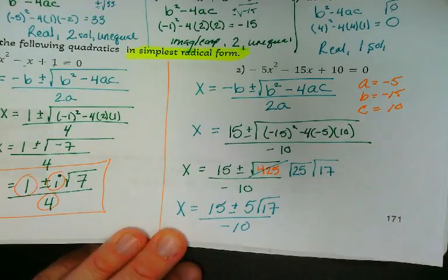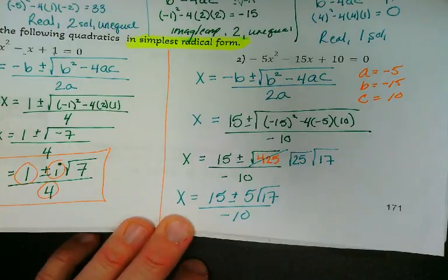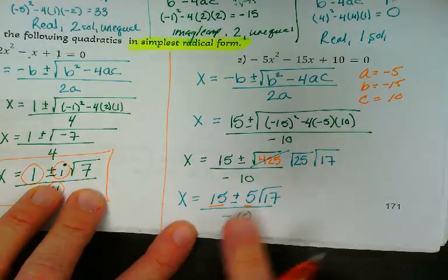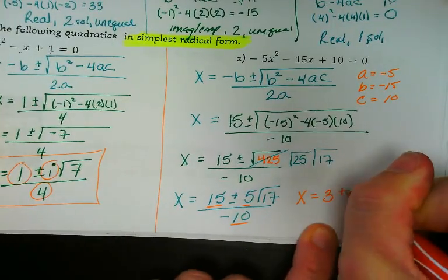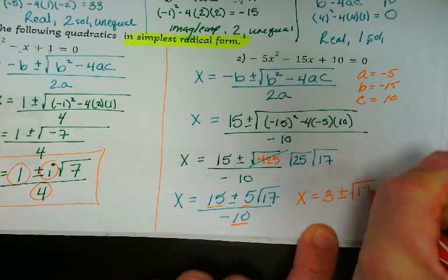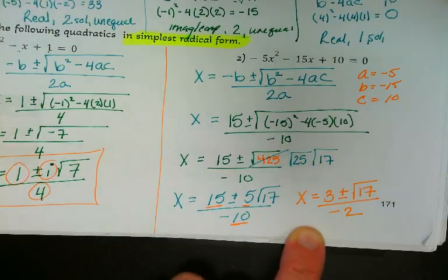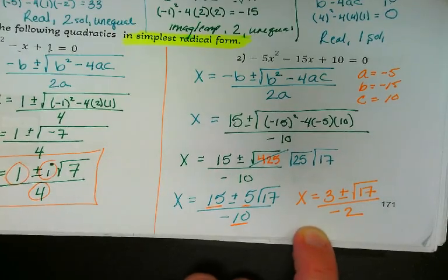Okay. So you have to attack the root first. Now you can say, look at all my outside terms. Do they have something in common? Can I take somebody out of all of them? 5 is perfect. So this becomes a 3 plus or minus root 17 all over negative 2. But again, I just want to stress that order is not interchangeable. It has to be root, then simplify.